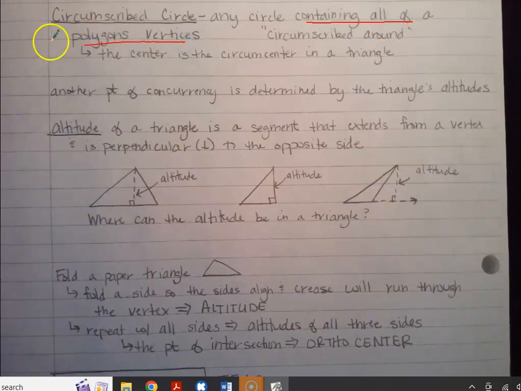So if I had a circle and then I had a pentagon inside of it that looked like this, this is a circumscribed circle because each of the vertexes of my pentagon is on the circle. Does that make sense? It could be any polygon at all. But the center is the circumcenter in a triangle. That's also cool.